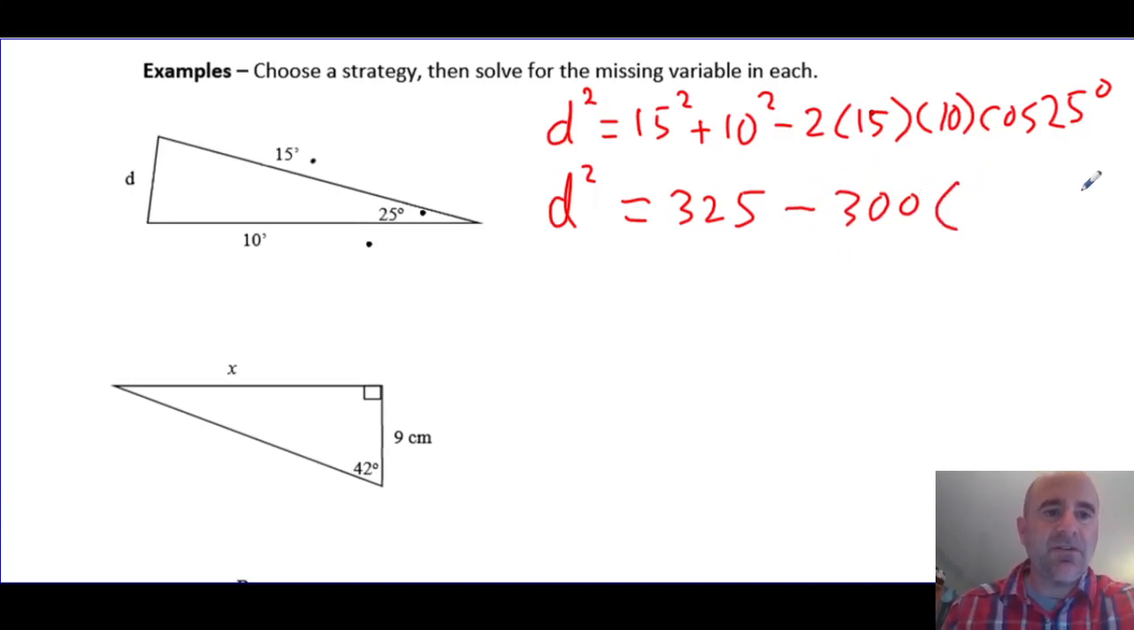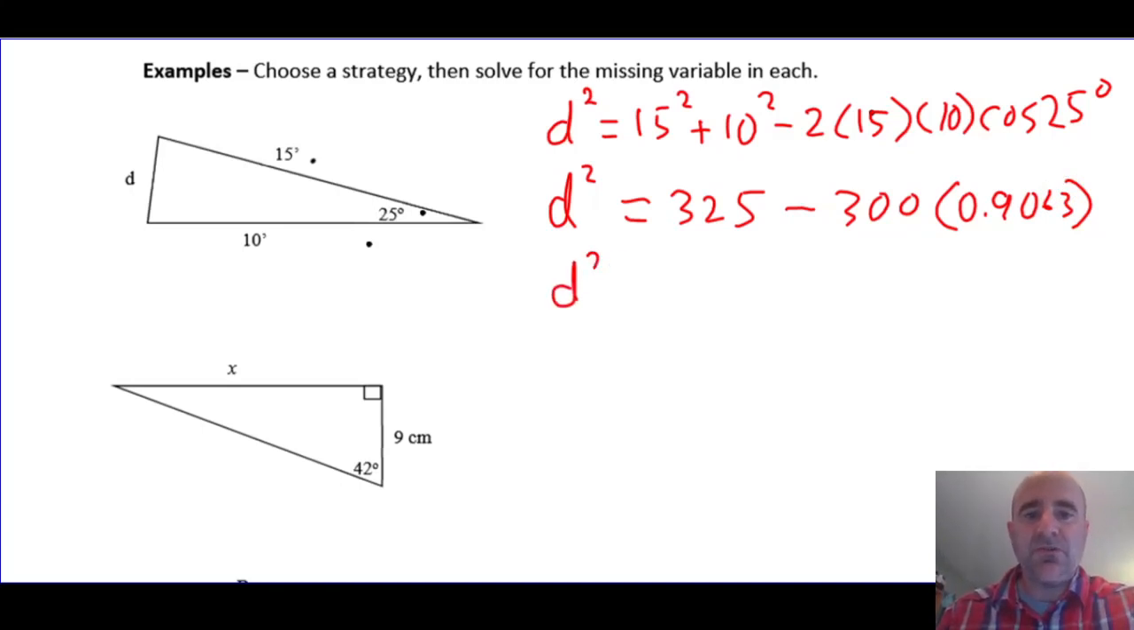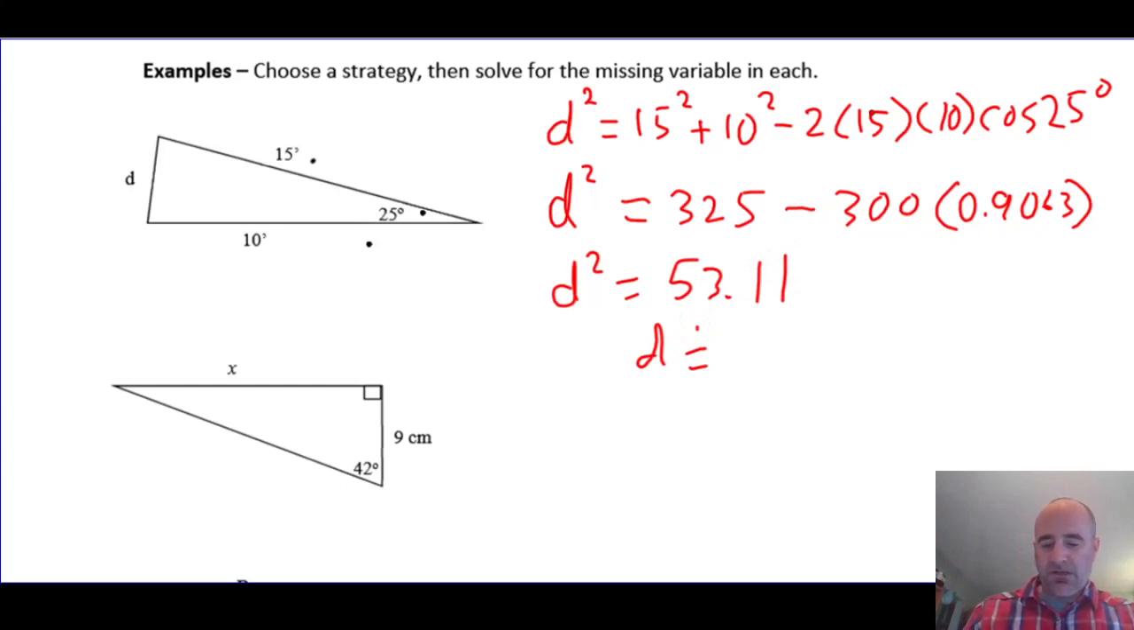The cosine of 25 degrees, I use my calculator to get that, and I get about 0.9063. Figure out what d squared is. I get 53.11, and then finally take the square root of that to get your answer, and it's about 7.3 feet. And of course, always make sure that that answer makes sense. 7.3 feet seems reasonable. 25 degrees is a small angle. The smallest side is across here.